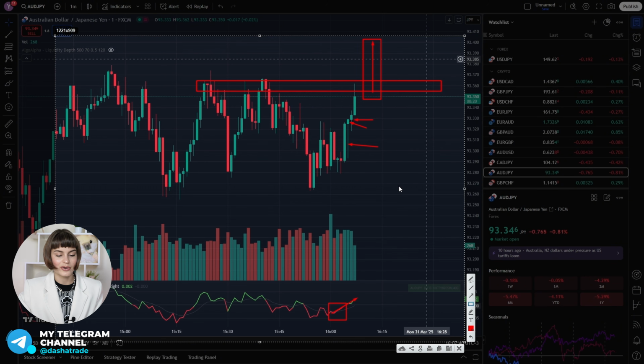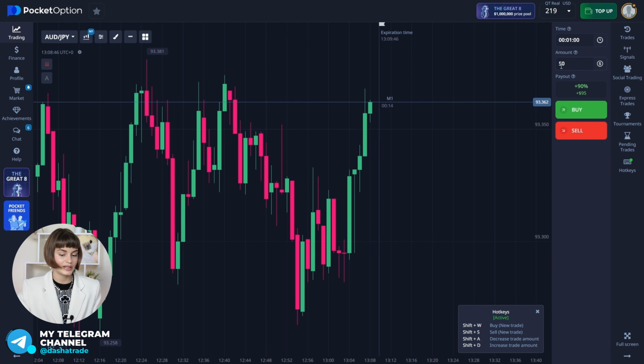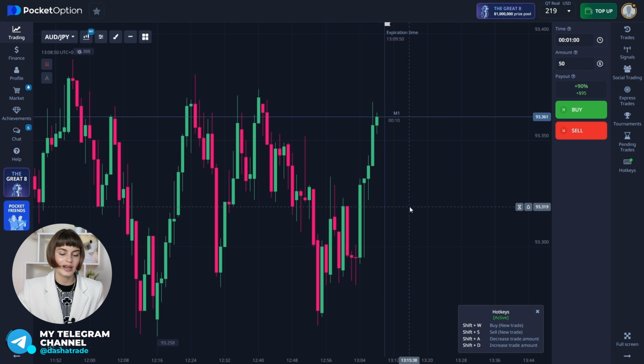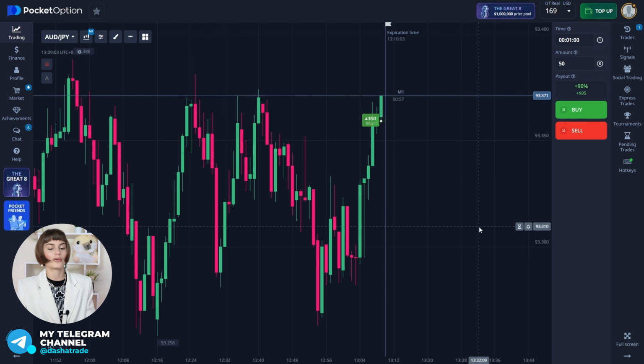And now let's go to the broker and open. So, I open the desired currency pair. I will use $50 for the trade. And nothing has changed for me here, so I'm waiting for the last candlestick to be closed in order to open the trade. So, the trade is opened, we're waiting for it.